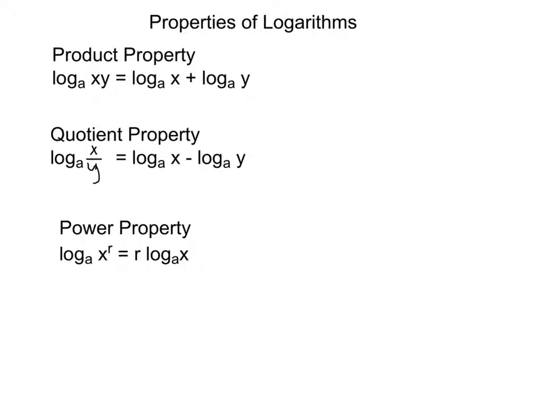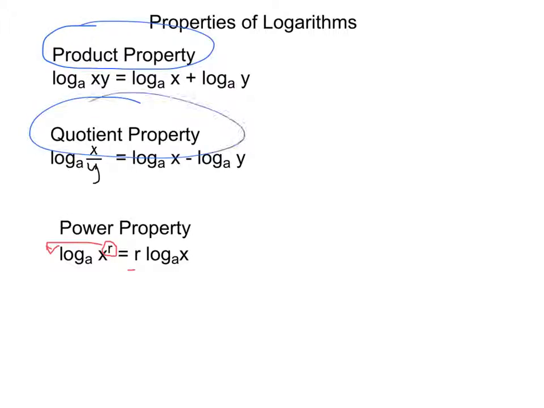Last but certainly not least is the power property. Where you have log base a of x to the r power, you are going to take this r and bring it in front. So you now have r times log base a of x. So anytime you have the power property, you're just going to take whatever's in the exponent and bring it all the way in front. And there they are, ladies and gentlemen, the product, the quotient, and the power properties.